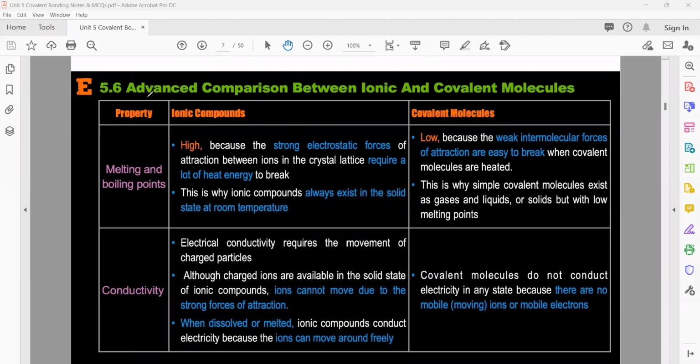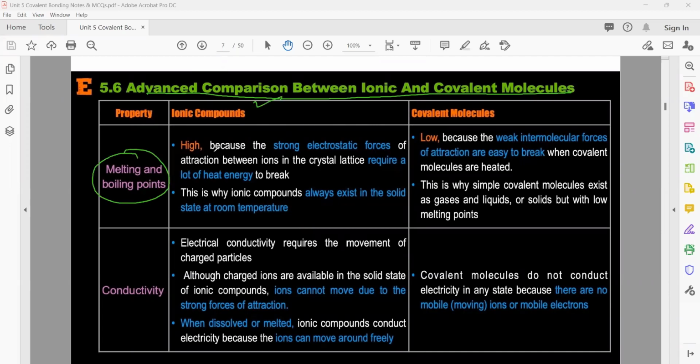Now, this is an advanced comparison between ionic and covalent compounds. We compare them depending on their bonding: their state at room temperature, we talk about melting and boiling point, we talk about conductivity, and we talk about their force of attraction. Now we'll talk about melting and boiling points in detail.